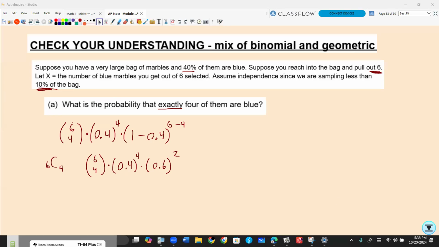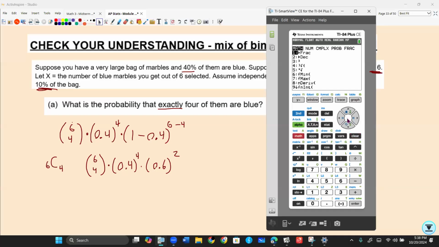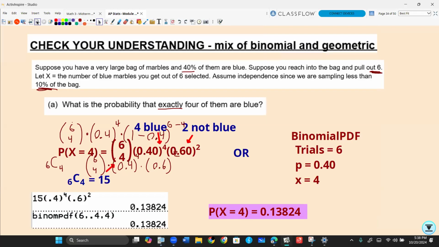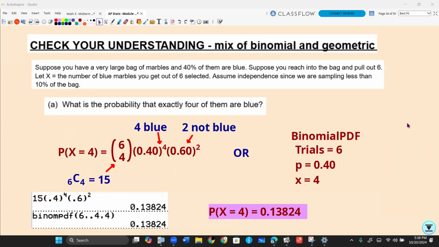Now, in your calculator, it's going to look like this. So math, probability, nCr, you do 6, choose 4. This is a binomial because it's a set amount, so it's going to be actually 15. And it's going to be 15 times 0.4 to the fourth power times 0.6 squared. And that should give you about 13.82. So here's the typed out for you.